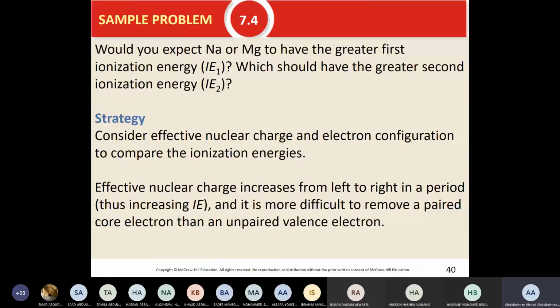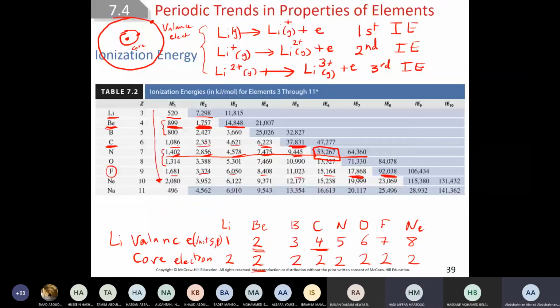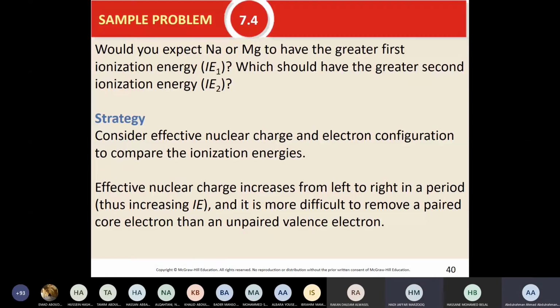Why is it so big after the valence levels? Is it because it's near the nucleus? Exactly. The core electrons are very, very close to the nucleus. This is the nucleus, and the electrons are becoming very, very close. Is this clear?